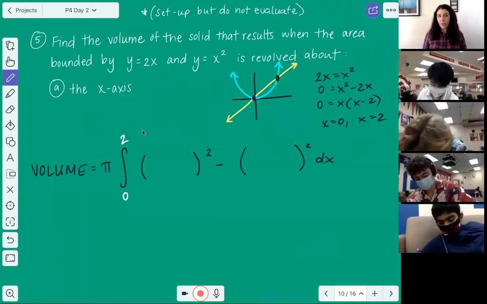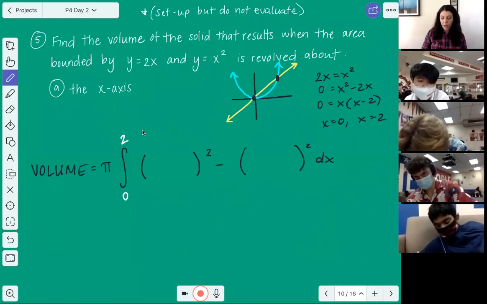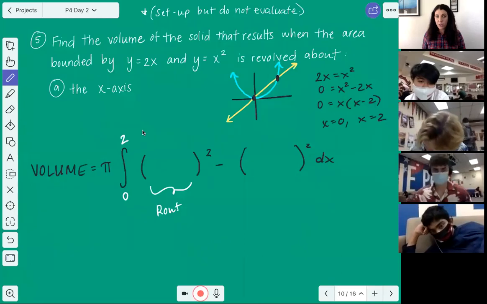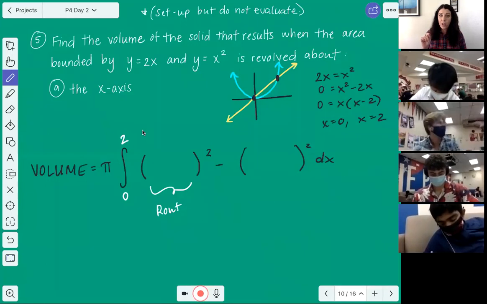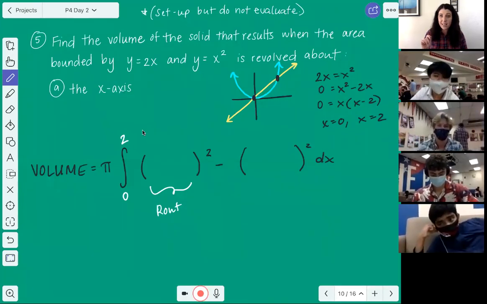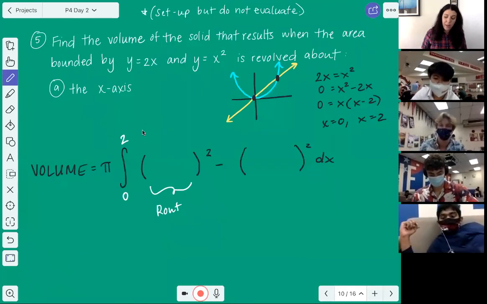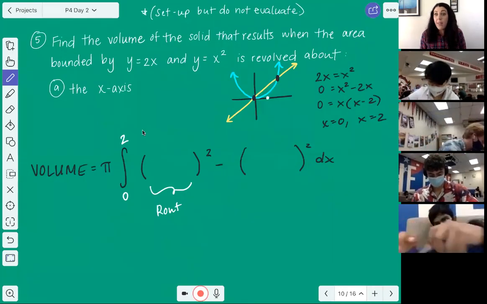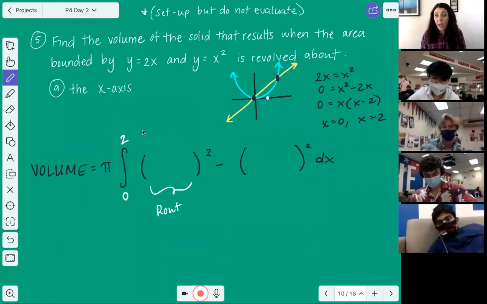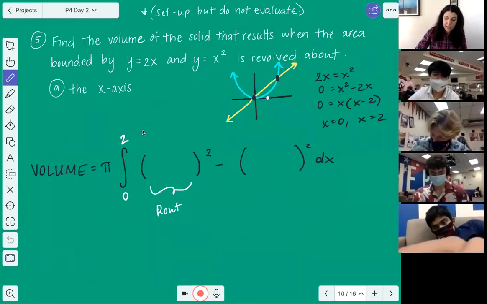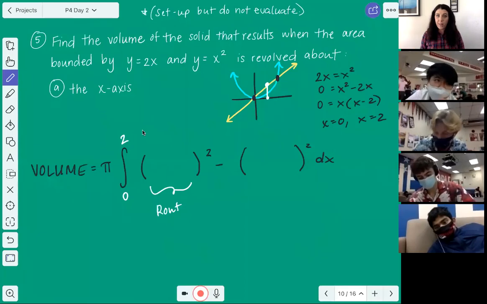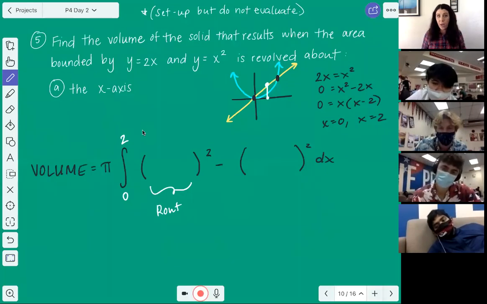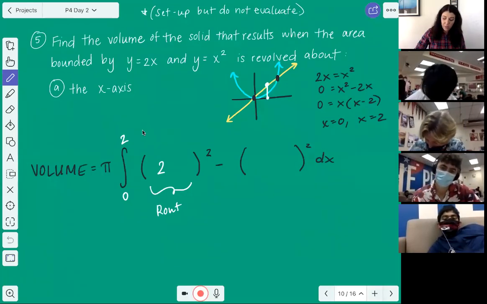The next thing we need to figure out is what goes in for our outer radius, or our R out. The way that you find your outer radius is you put your pencil on the thing you're rotating it about. So we're rotating it about the x-axis. So I'm going to put my pencil on the x-axis, and then I'm going to draw it to the furthest away curve. So my outer radius is the distance from the thing I'm rotating to the farthest away curve. I actually want to know what that distance is. That distance in this case is the distance from the x-axis to y equals 2x. So it would just be 2x. That would be my outer radius.